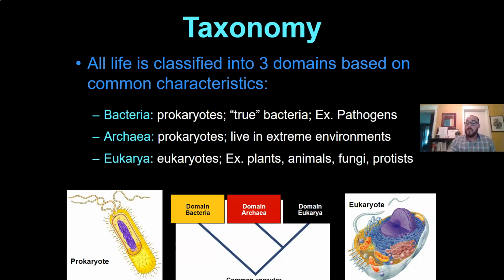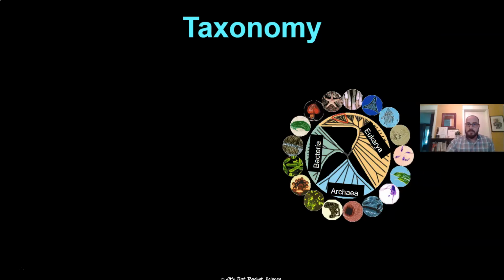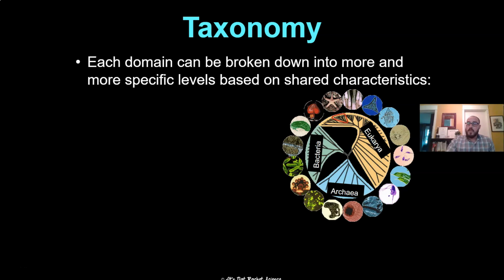And eukaryotes are like you and me. Eukarya, so eu means true, karya means chromosome, so that means we actually have chromosomes. We have a nucleus. That's going to be our plants, animals, fungi, and protists. So just a little quick review still going.